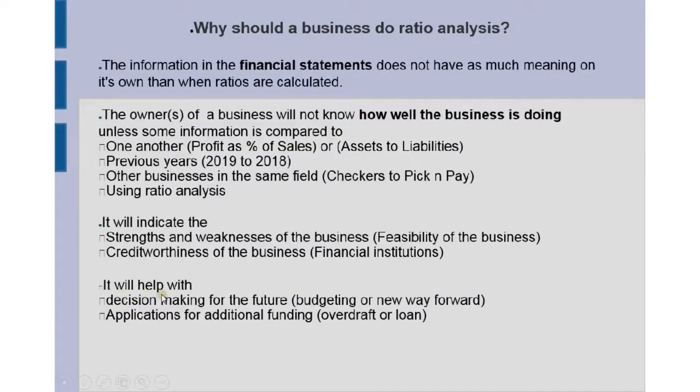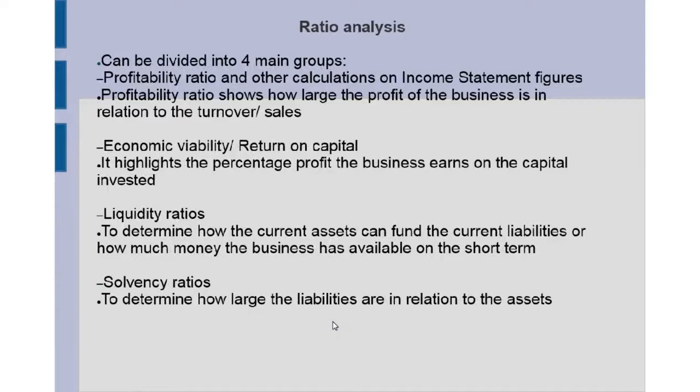The ratios will also help with the decision making for the future, for example, your budgeting, or how you should change your way of thinking and look at a new way forward. The applications for additional funding on an overdraft or a loan will also help you if you've done the ratios, because you can now see what the bank or the financial institution will think of your business and how well you will get those loans.